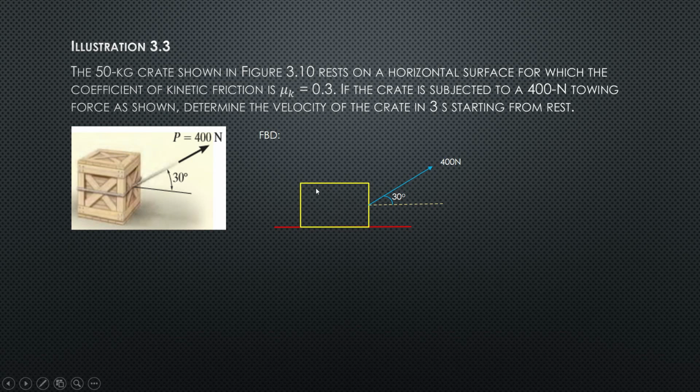The crate has its weight. When we say weight, that is directed downward, always downward. There should also be a normal force acting between the crate and the surface, and normal force is always perpendicular to the surface, so that is acting upward. But first we need to determine the x and y components of the applied force, which is 400 newtons. The x component is 400 cosine 30 degrees, and the y component is 400 sine 30 degrees.